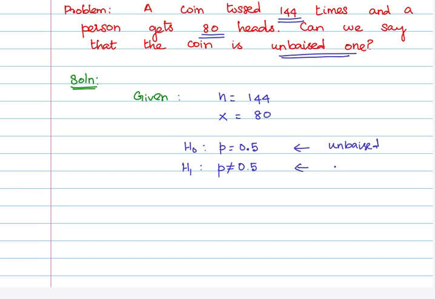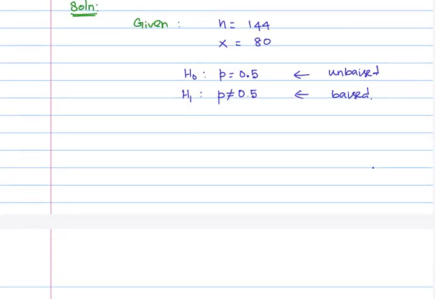This means the coin is biased. That is the first thing I propose, the null hypothesis. Now I want to calculate the z value. What is the z value? z equals x minus n times p, divided by the square root of n times p times 1 minus p. So what is x?